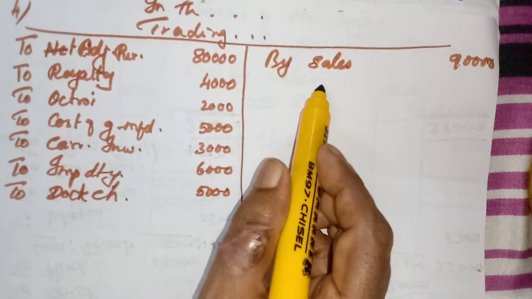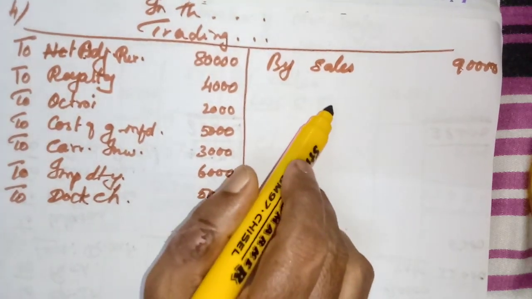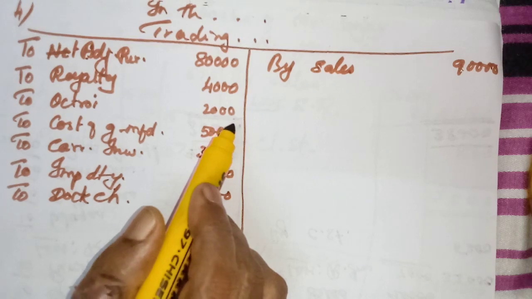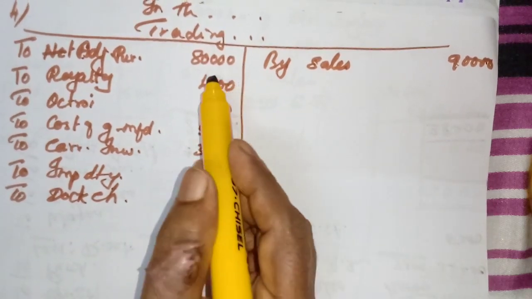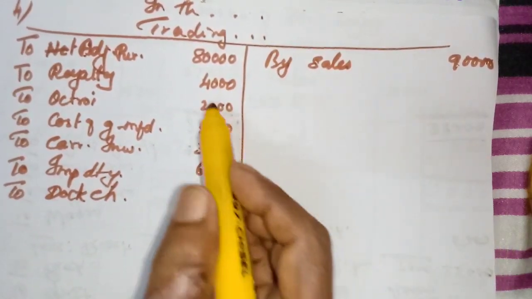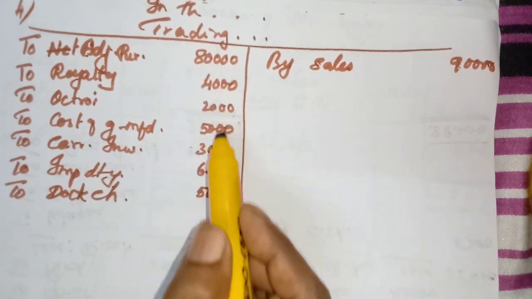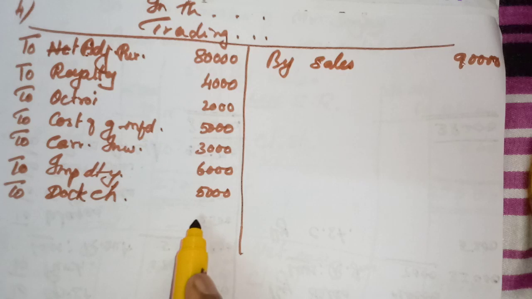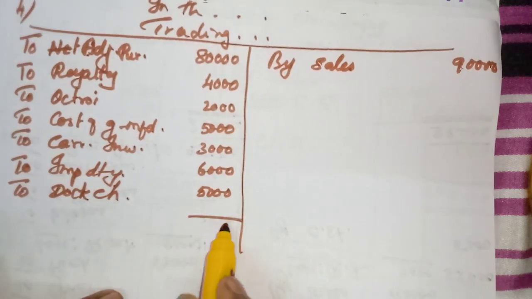Closing stock we should not take. This closing stock will appear only in the balance sheet. Okay, what is given there. So see here 90,000, but here more, isn't it? 84, 89, it is more. So this side is more. So we will add this side.